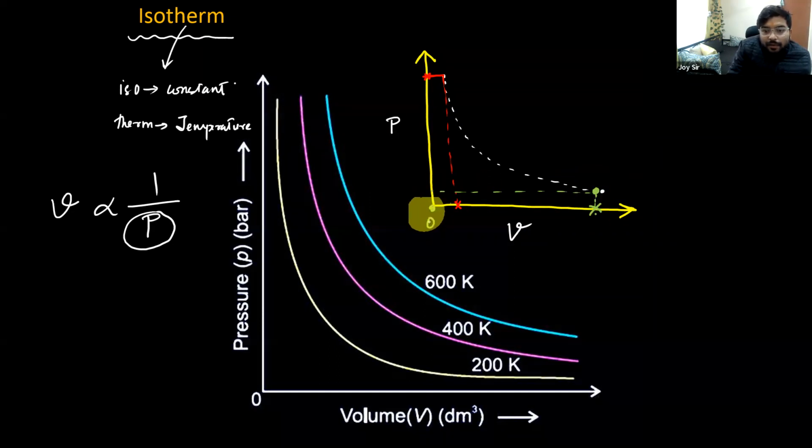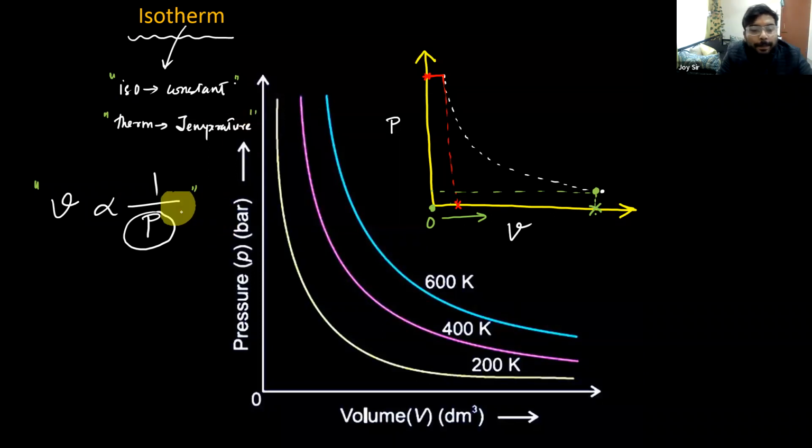Here the volume is 0. If we are moving to the right, that means my volume is increasing. The volume is increasing. When the volume increases, ultimately what is happening to the pressure? The pressure is going down, right? Pressure is decreasing, so it is Boyle's law. Okay? So what is Boyle's law representing? It is representing that at higher volume we have lower pressure, at lower volume we have higher pressure. This is what it is. That's all. What does ISO mean? ISO means constant, and therm means temperature.